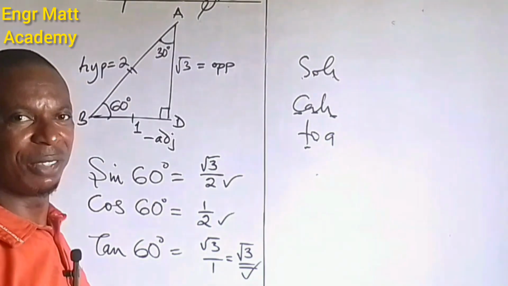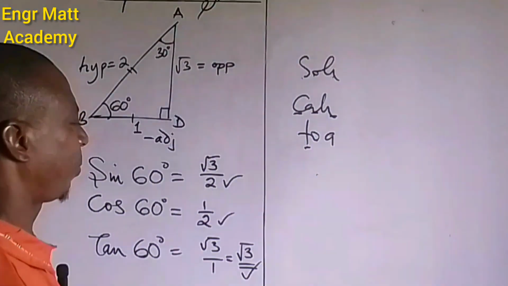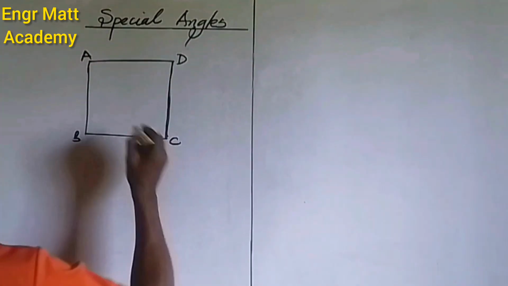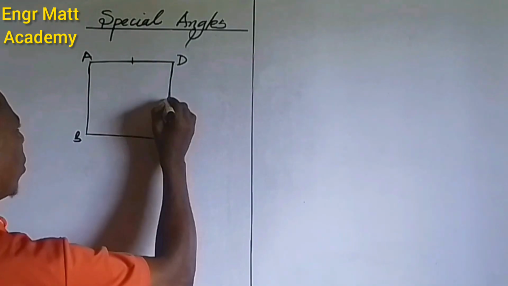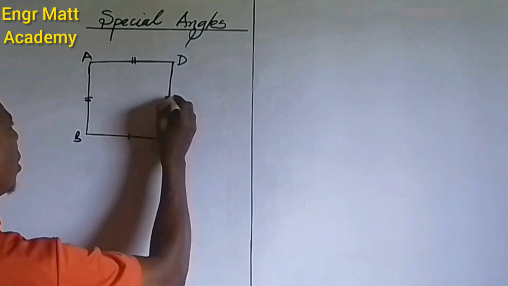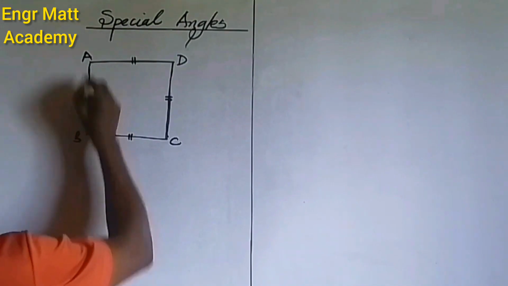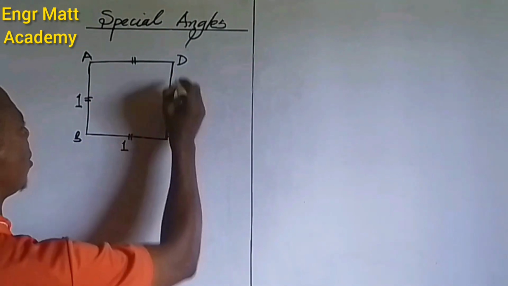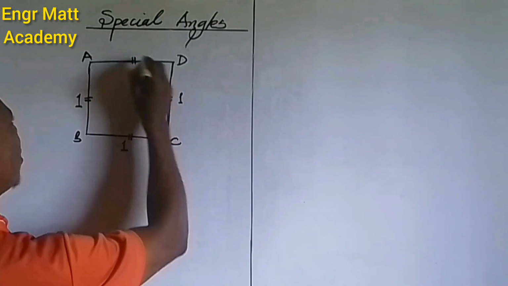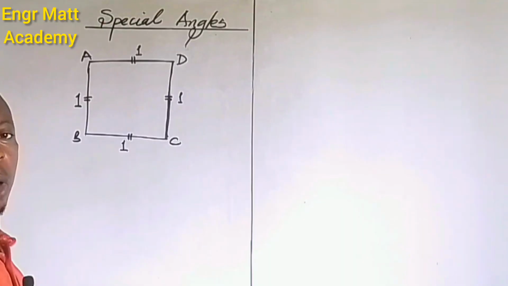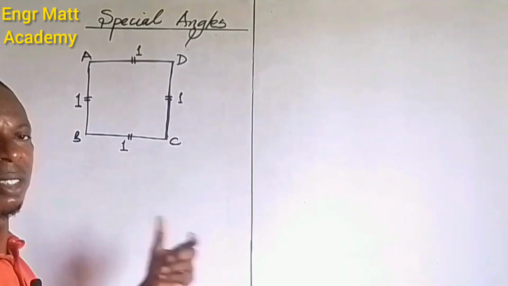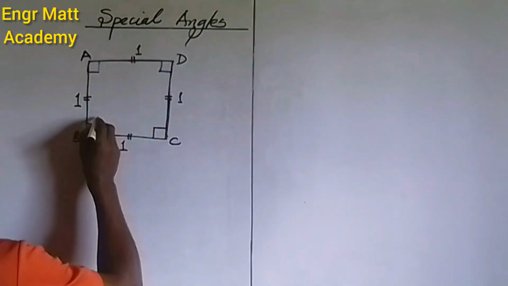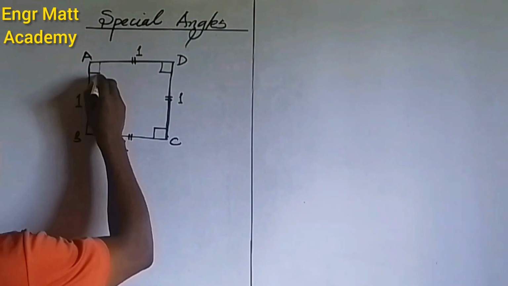What about 45 degrees? Let's find out. We go use this square take find out angle 45 degrees. If I say for square, all the sides dey equal. Now wetin be the length of the side? Make we assume say AB na 1. That means BC go still be 1, CD go be 1, and AD go be 1. For every square, all the angles still dey equal. In fact, they are right angles, meaning that each of these ones na 90 degrees.